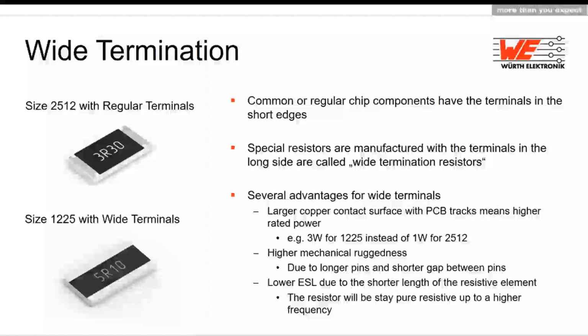Another advantage is the frequency behavior. Due to the longer pads and shorter gap between the pads, we have a lower ESL, also due to the shorter length of the resistive element. And this means the resistor will stay purely resistive up to a higher frequency range.